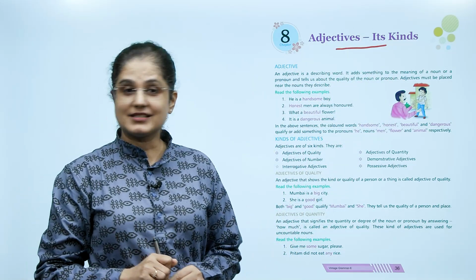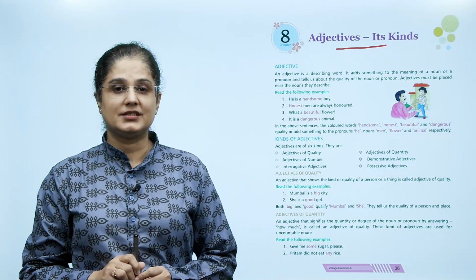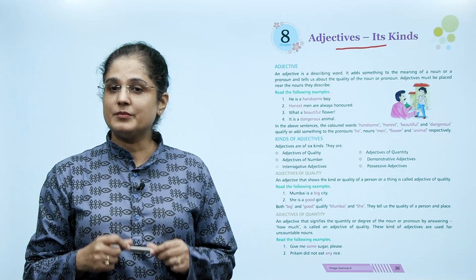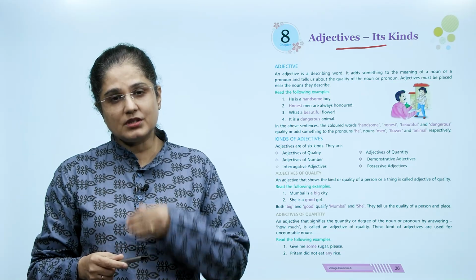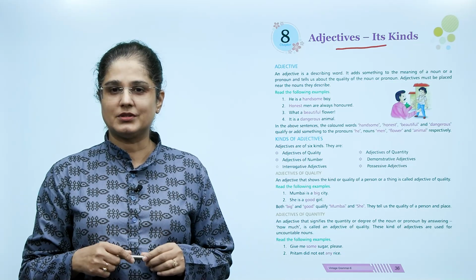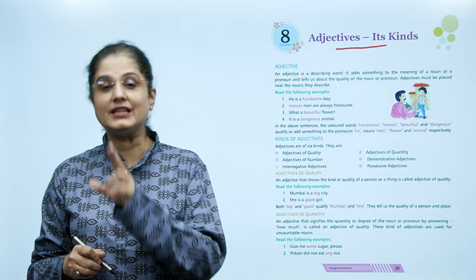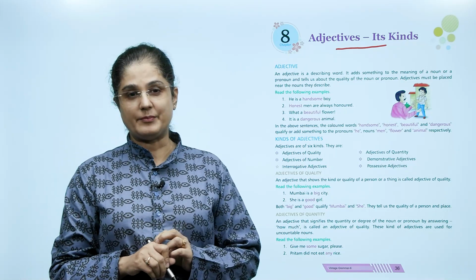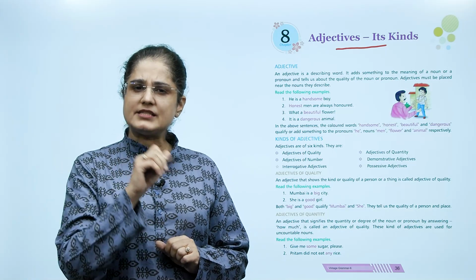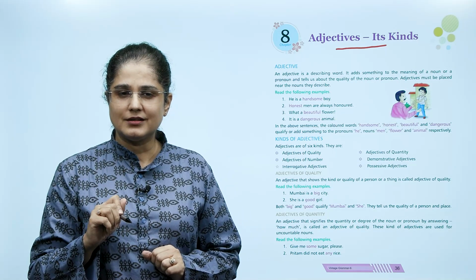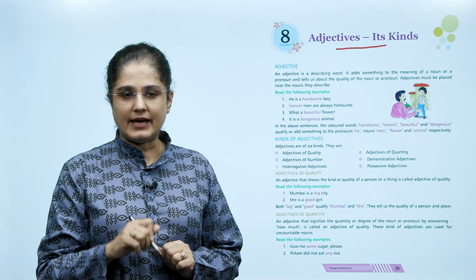Adjectives and its kinds. An adjective is a describing word. It adds something to the meaning of a noun or a pronoun and tells us about the quality of the noun or pronoun. Adjectives may be placed near the nouns they describe. For example, he is a handsome boy. Honest men are always honored. What a beautiful flower. It is a dangerous animal.